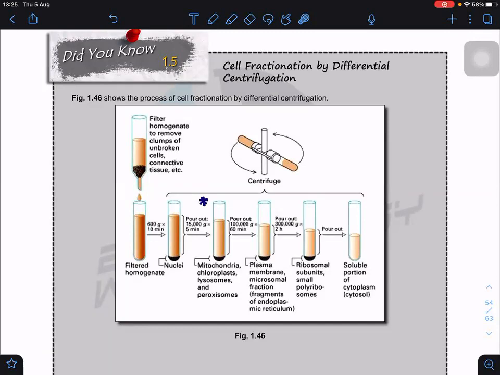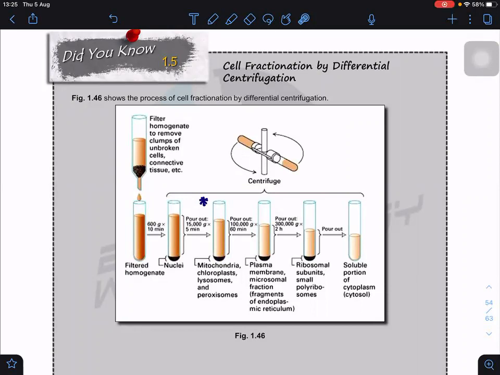With this speed, 15,000, we can only get the mitochondria, chloroplast or lysosome out. Peroxisome is not in our syllabus. Peroxisome has a similar function to the lysosome. So we get the supernatant. This supernatant, we pour it out. So we get the pellet.